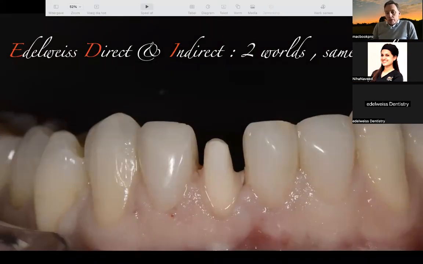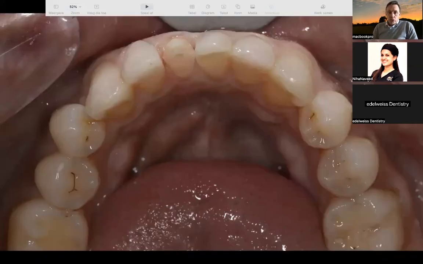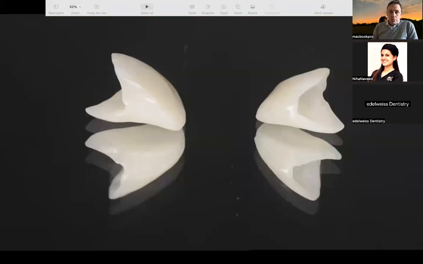Edelweiss: for those who know Edelweiss, you have to know that Edelweiss has two big systems. You have Edelweiss Direct and Edelweiss Indirect. The Edelweiss Indirect system is based on the new blocks. There are two worlds, but the same result, and that's what I will show you here. In all the lower teeth, you will see Edelweiss Direct, and one tooth we prepped for an indirect restoration. Once it's milled, the nice thing coming out of the block is a very nicely polished result, very shiny, with very thin margins, which we can place.